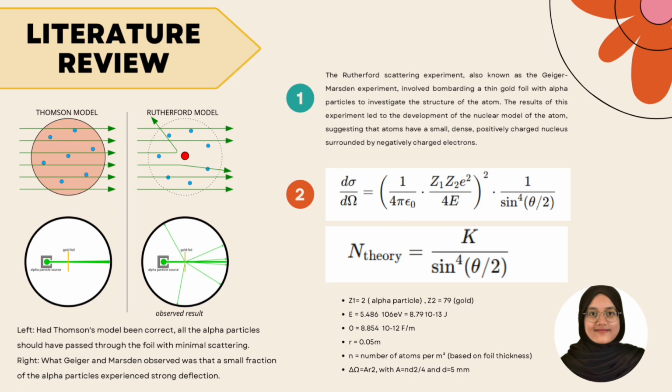Here we can see the Thomson model and the Rutherford model, and there is a difference between these two models. On the left is Thomson's model, which predicted that all the alpha particles should have passed through the foil with minimal scattering, as we can see here. On the right is what Geiger and Marsden observed, which was that a small fraction of the alpha particles experienced strong deflection. And we can see the observed result from this example.